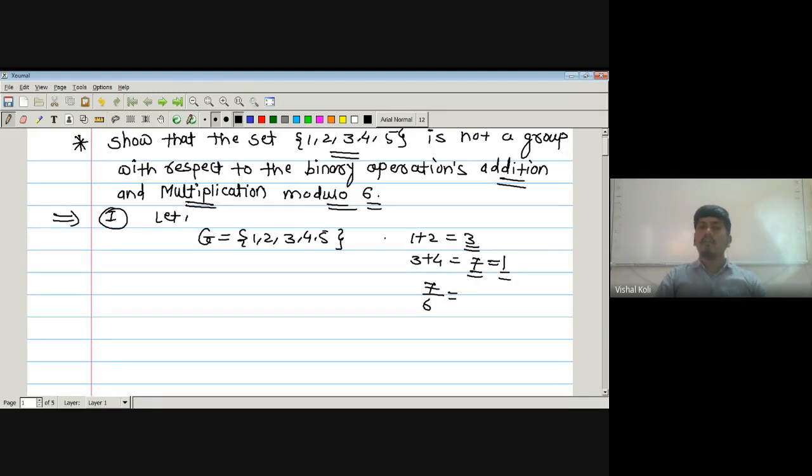Similarly, we have to check for multiplication also. For example, 4 into 5 is 20. 20 divided by 6 gives 18, so the remainder is 2. In this way, we have to find out the remaining values of the given set. So first we will see for addition, after that we will find out for multiplication.